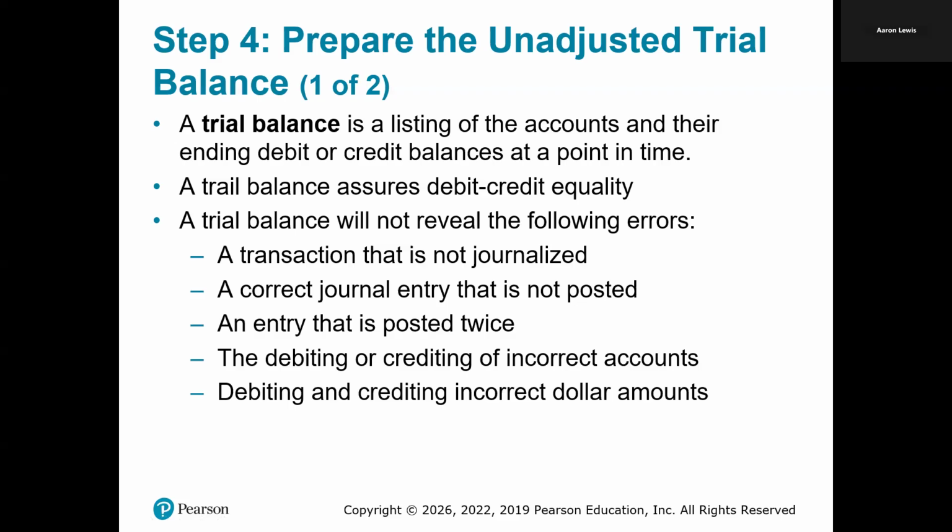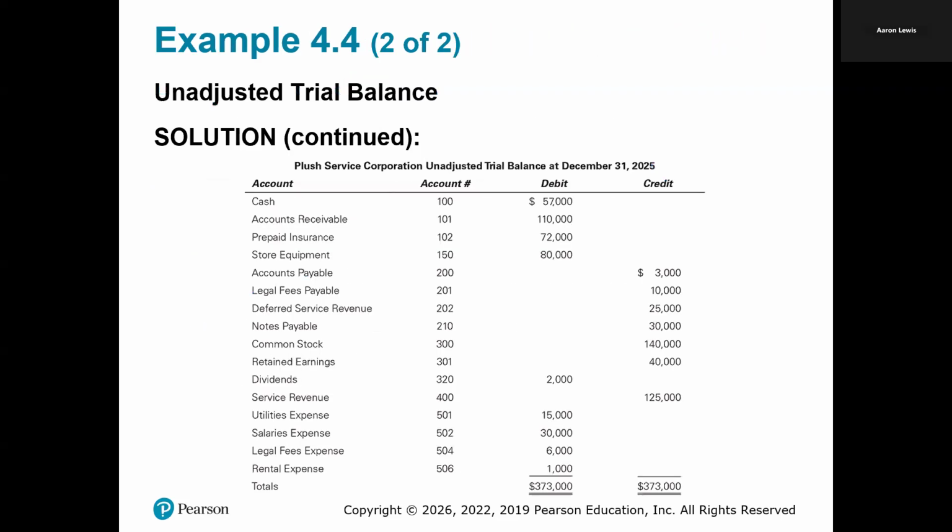So just because you have debit credit equality doesn't mean your books are perfect. That being said, if you don't have debit credit equality, I guarantee you when we get all the way through to making our balance sheet, it will not balance. And you cannot issue a balance sheet to the public that doesn't balance because it just makes you look like you don't know what you're doing. So we want to make sure before we go any further in the process that our debits equal our credits by making this guy, the unadjusted trial balance.